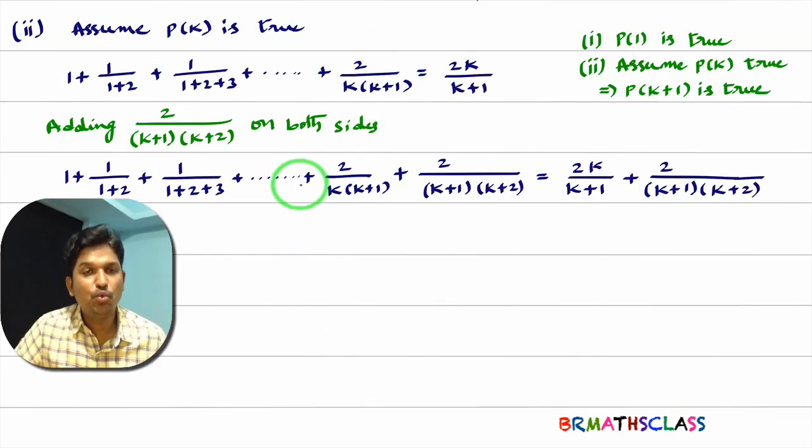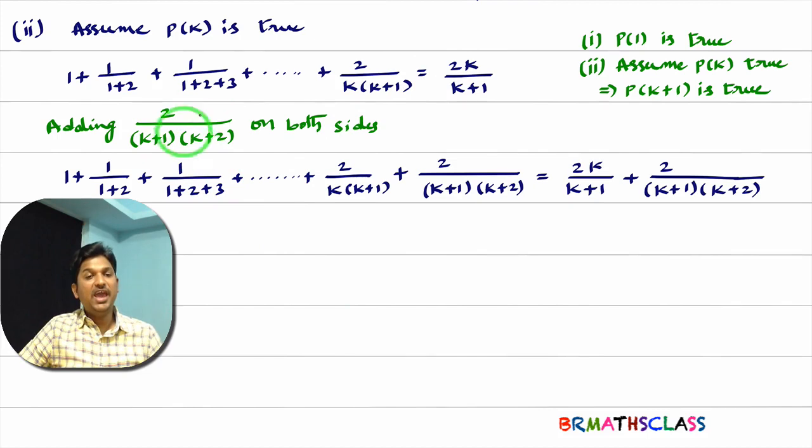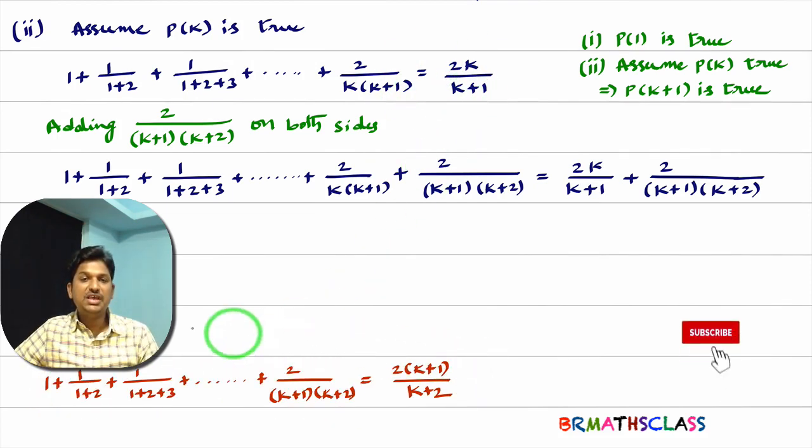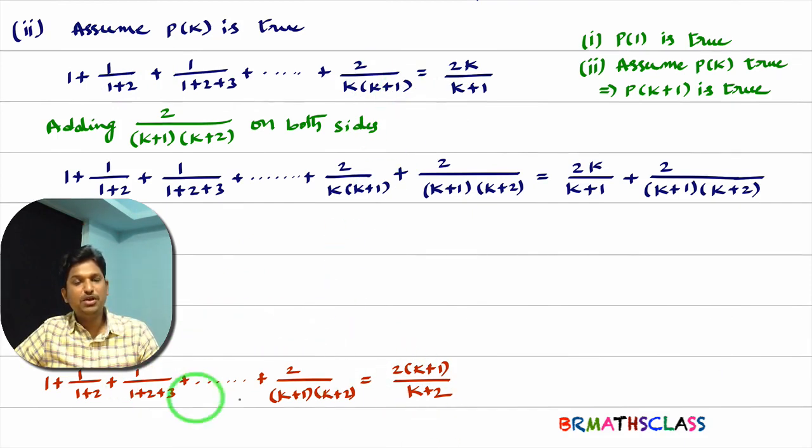You observe here what I did. For this P of k, I added this term on both sides. Our intention is we are trying to prove P of k plus 1 is true. It is important to keep in mind what P of k plus 1 is. As this is P of k, in place of k, you write k plus 1. Then you will get P of k plus 1. As we need to know what P of k plus 1 is, I will write P of k plus 1 here. You see, this is P of k plus 1. In place of k, if you write k plus 1, then you will get P of k plus 1.